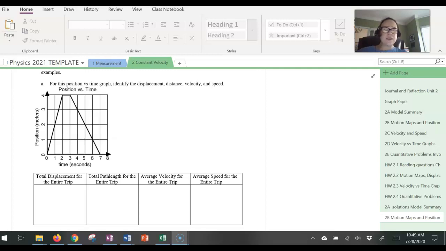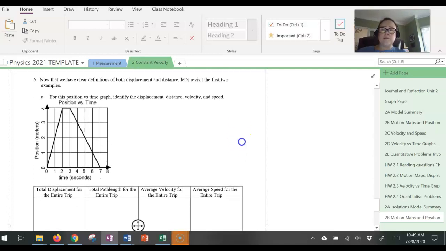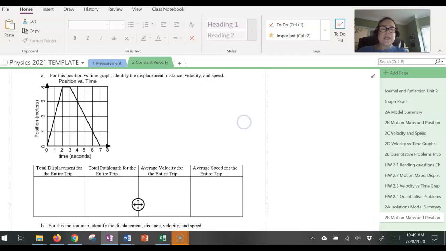Webcast continues, worksheet 2B, and I'm looking at the last two problems, number 6 and 7. So we're looking at these examples. These were the first two examples we looked at in this worksheet, but by this point we have talked about definitions for displacement and distance and how they are different, and also for velocity and speed. And so I want to take each of these scenarios and just analyze them to find displacement and path length, and average velocity for the whole trip, and average speed for the whole trip.